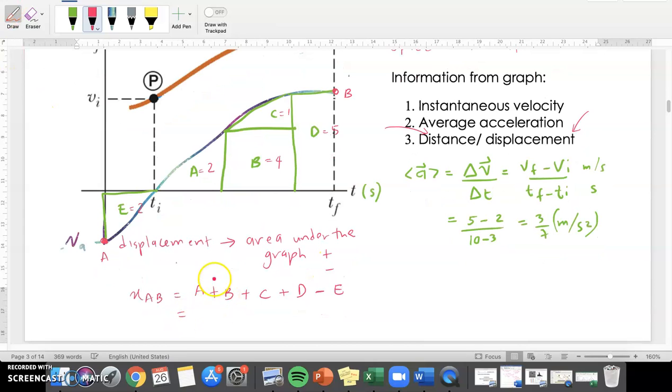So let's just plug in the numbers. A is 2, B is 4, C is 1, D is 5, E is 2. So my displacement from A to B is 2 plus 4 is 6, plus 1 is 7, plus 5 is 12, minus 2. So it's 10. My displacement is in the positive direction, and it is 10 in magnitude. Cool.